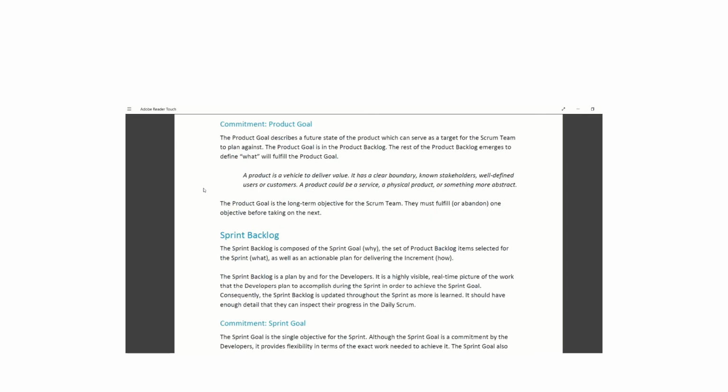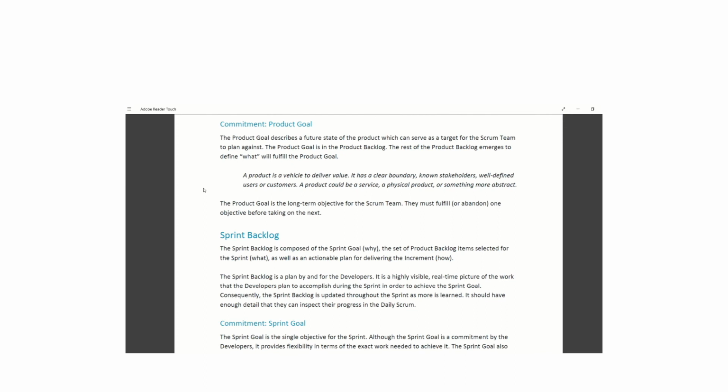Commitment: product goal. The product goal describes a future state of the product which can serve as a target for the Scrum team to plan against. The product goal is in the product backlog. The rest of the product backlog emerges to define what will fulfill the product goal. A product is a vehicle to deliver value. It has a clear boundary, known stakeholders, and well-defined users or customers.